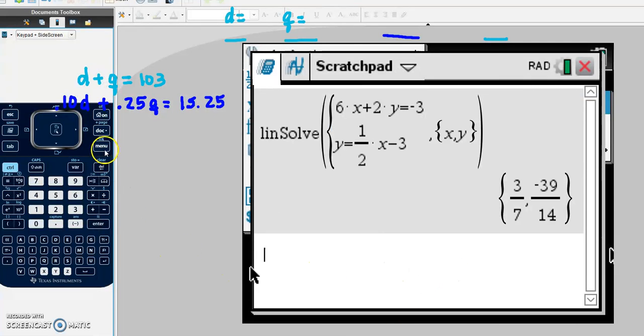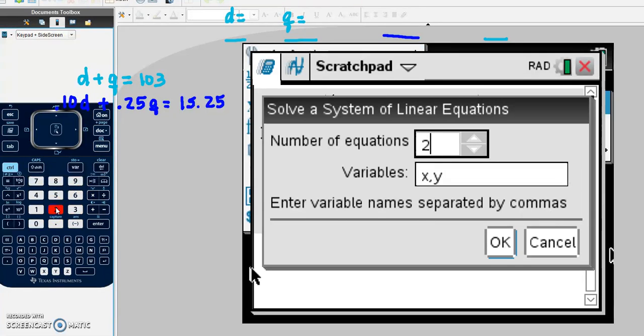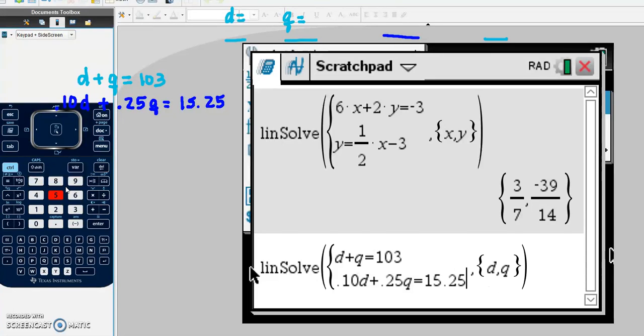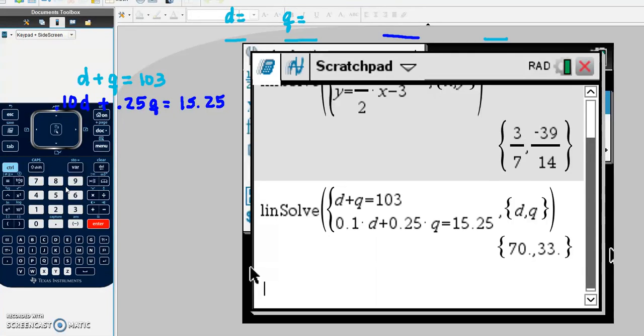Okay, so we go to menu 3.2, and we're going to change our variables to D and Q, so D, comma, Q. Then we can hit enter, and then we can type. So we have D plus Q equals 103, and then we have 0.10D plus 0.25Q equals 15.25. Enter. So if you'll notice right here, this tells me my D, my dimes, I have 70, and my Q, my quarters, I have 33.